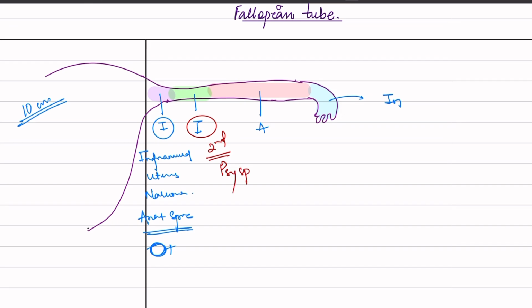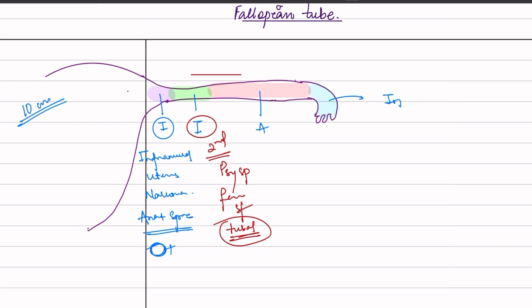Why? Because the product of conception, it moves from the isthmus to the ampulla. So ampulla is the widest part and this isthmus is the second narrowest part, and this is the site for female sterilization. Whatever we do, female sterilization like tubal ligation, all these things are done here in the isthmus. Then third is the ampulla.